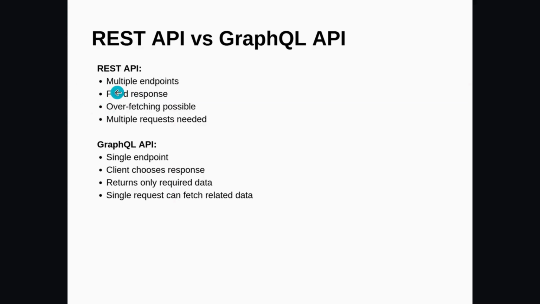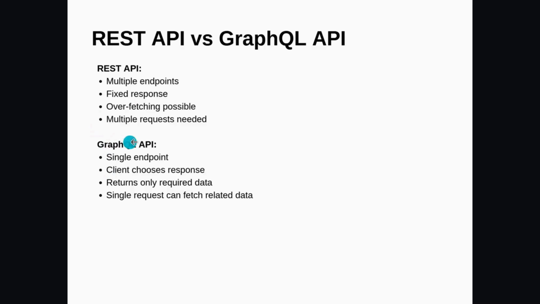Then the second point is a fixed response. Fixed response means whatever data you passed from the API, you collected the data for the users, suppose 10 users, and you passed it to the front end. Okay, so that is a fixed response. Whatever the controller is deciding, that is fixed.